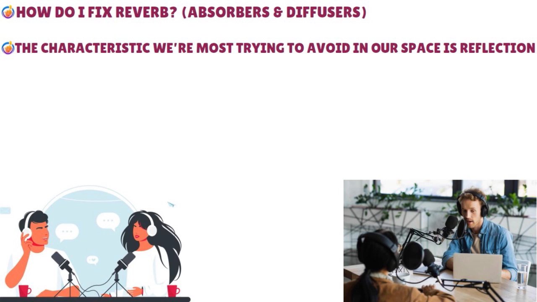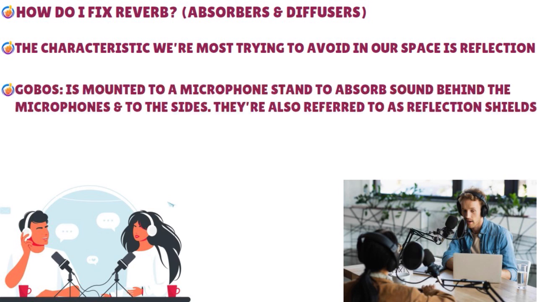So, what exactly can you add to your recording setup or environment to help absorb or diffuse the sounds around you? Well, you have gobos, for instance. Now, a gobo, an industry name short for go-between, is mounted to a microphone stand to absorb sound behind the microphone and to the sides. A gobo is also referred to as a reflection shield.